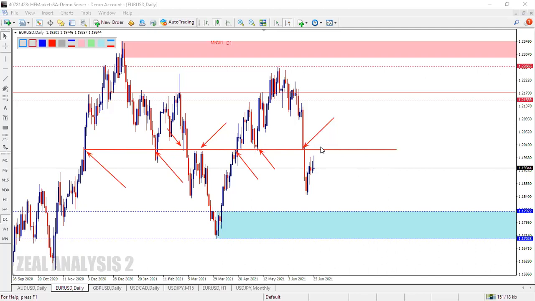So what can we do? We can just mark this now until we find a pattern that we can trade at this level in the past, in the lower time frames. Then we would stop there.